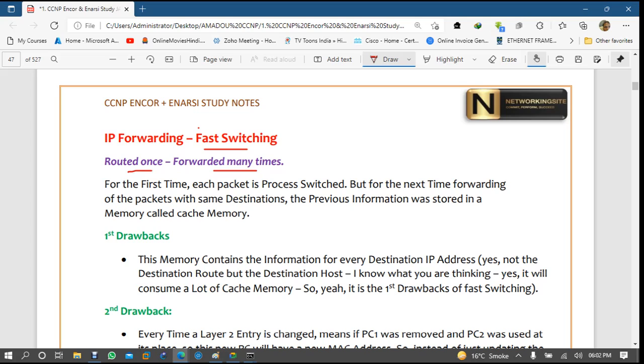Now, the second IP forwarding mechanism is fast switching. I told you in fast switching the method is routed once and forwarded many times, meaning it will use some kind of storing mechanism. Remember I told you in fast switching we use cache memory, right? For the first time each packet is process switched, the same as process switching, but for the next packet to the same destination, it will be forwarded with the help of previous information stored in the cache memory.